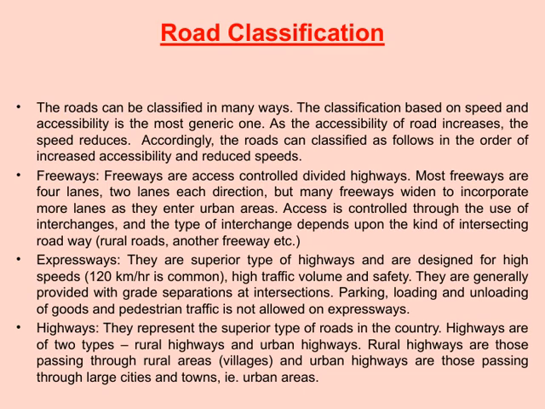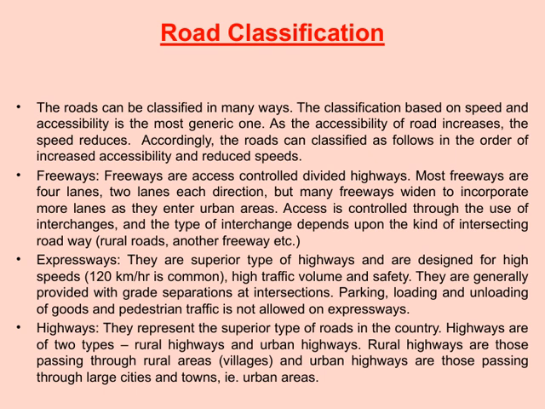Let's delve into road classification, which is essential for understanding how different roads function and serve various transportation needs. The most common way to classify roads is based on speed and accessibility. As a general rule, the more accessible a road is, the slower it tends to be because it accommodates more types of traffic, including pedestrians, vehicles, and sometimes even goods. Conversely, roads with less access tend to allow higher speeds, but serve more specific purposes.